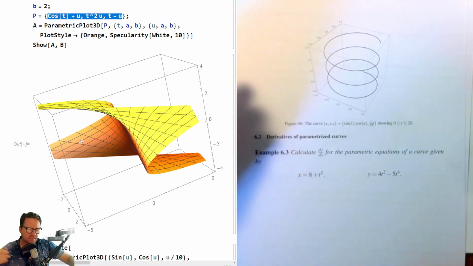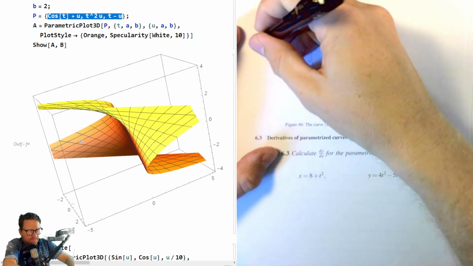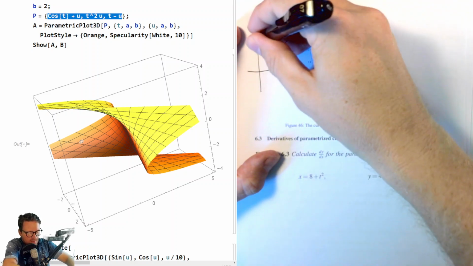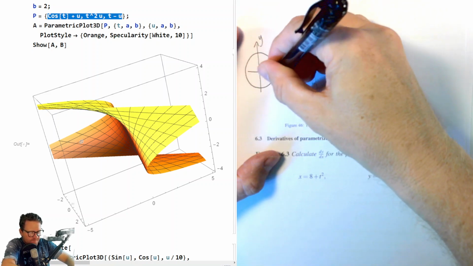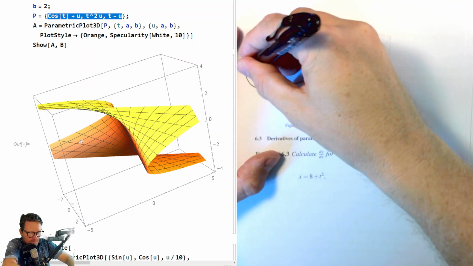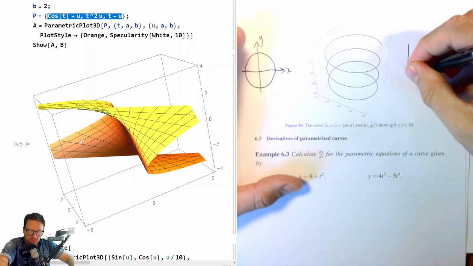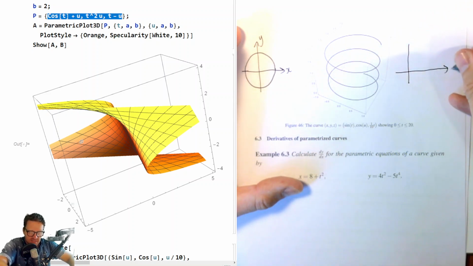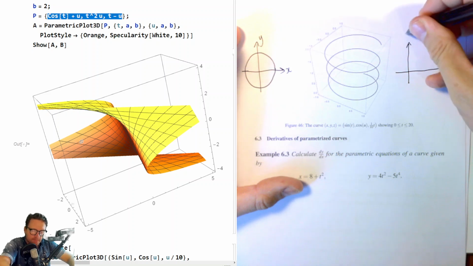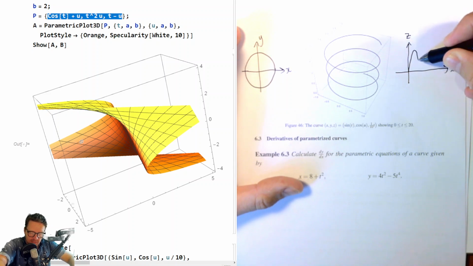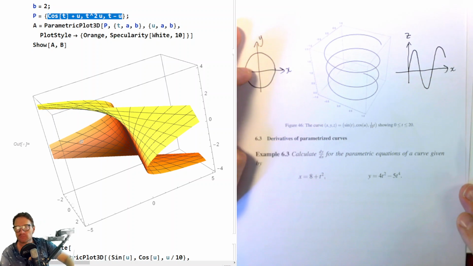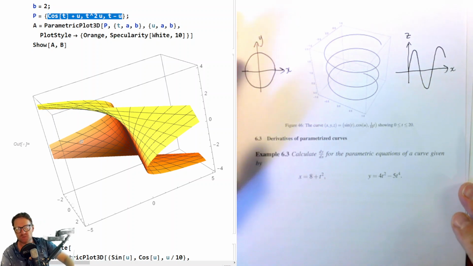Okay, and so let's think about this. Looking down, it looks like a unit circle. Something like that, and then in terms of x and z, we have a sine wave of a particular frequency. Something like this. And then there's also a wave in terms of z and y.